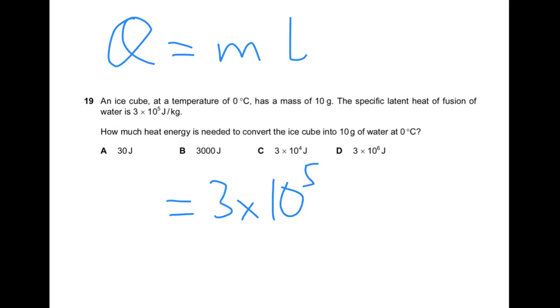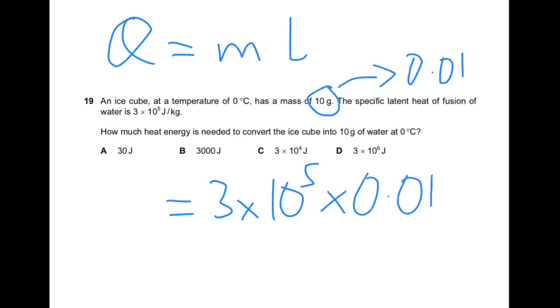per kg, and the mass is given as 10 grams. We will need to have the same units, so we will convert 10 grams to kg. That is 10 divided by 1000, so 0.01 kg. We'll multiply that with the latent heat. The answer is coming 3000 joules. So B is the correct option.